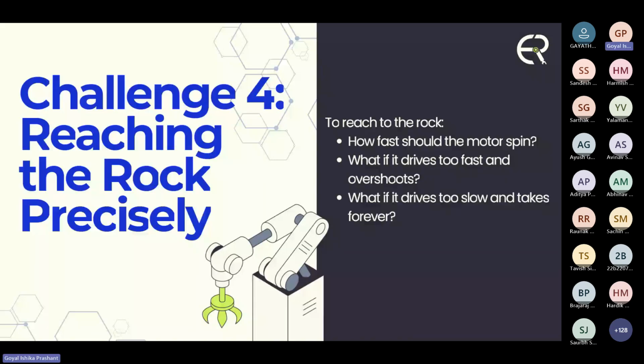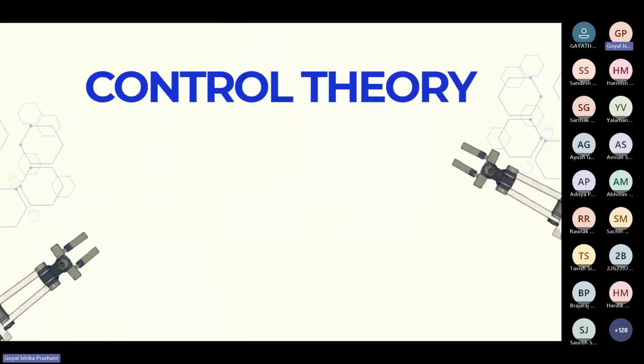Now, this brings us to our challenge number 4, which is reaching the rock precisely. So, to reach the rock, how does the rover know how fast its motor should spin? What if it drives too fast and happens to overshoot the rock? Or what if it drives too slow and it takes forever to reach the rock? This is where we bring in control theory.